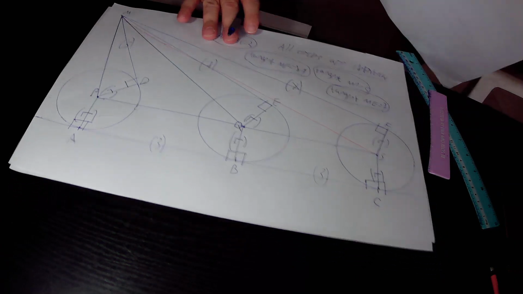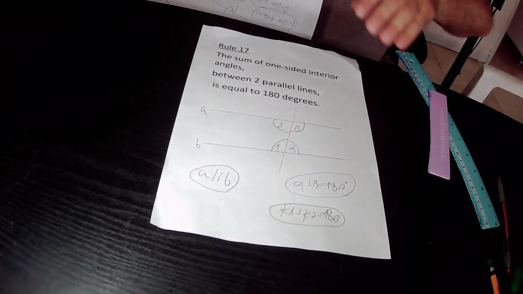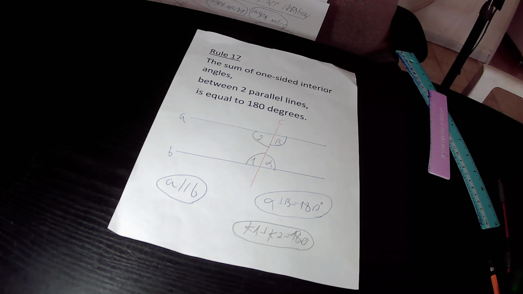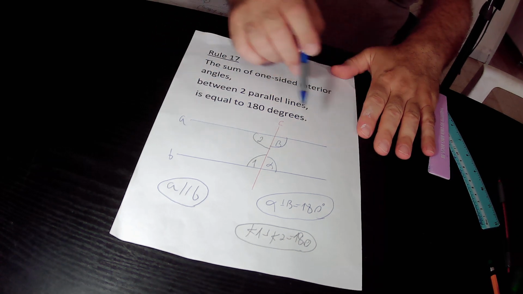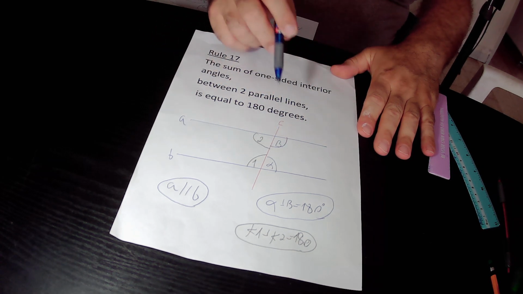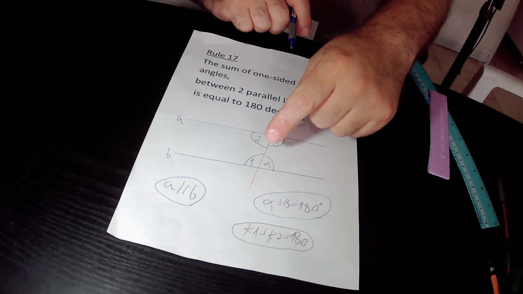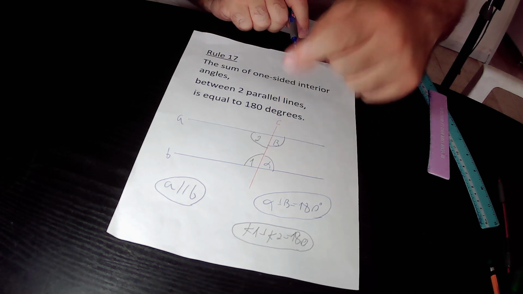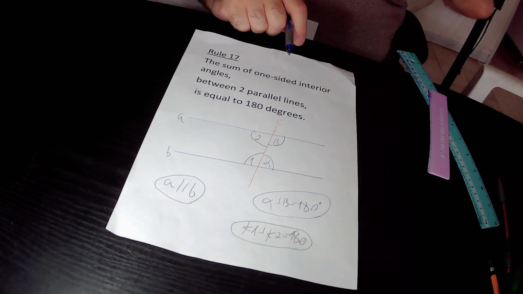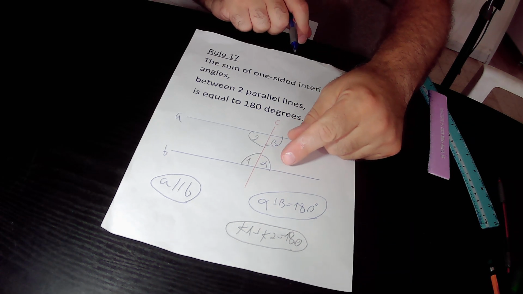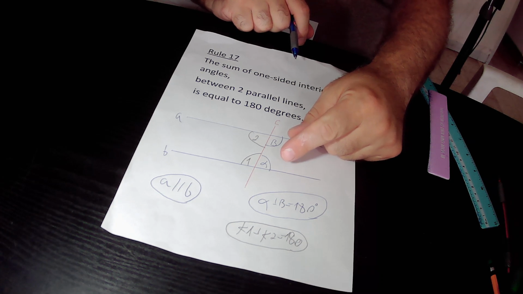So let me repeat quickly Rule 17. According to Rule 17, the sum of one-sided interior angles between two parallel lines is equal to 180 degrees. So in the drawing, we have line A that is parallel to line B. This is the line C that intersects those two parallel lines A and B at those 2 points. In addition, we have those two angles, alpha and beta. Those two angles, alpha and beta, are defined as one-sided interior angles.